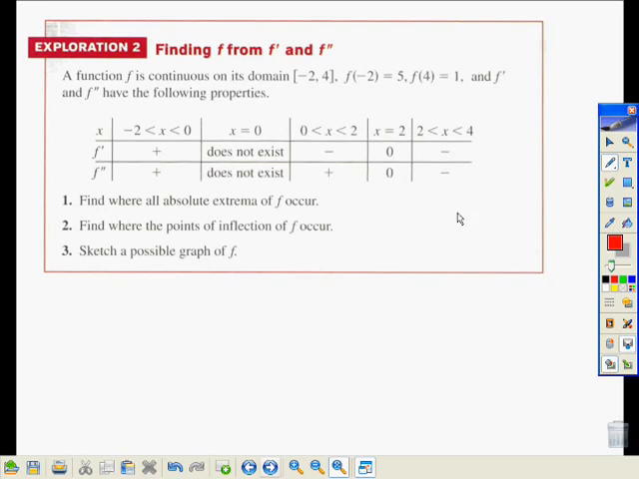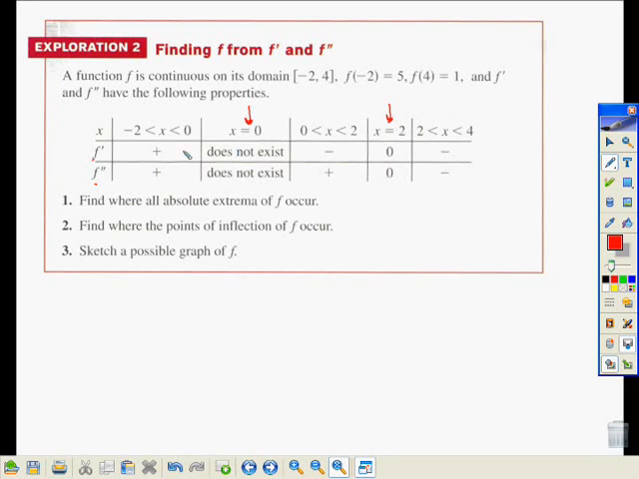Okay, so looking at this table, they've broken it up so we've got f prime and f double prime. They're giving us all of our possible points of inflection, all our possible critical points. And here's 0 and 2. And then they also tell us what's happening between these. So if we want to find all of our absolute extrema, first of all, there are no endpoints. Extrema can only happen at critical points.